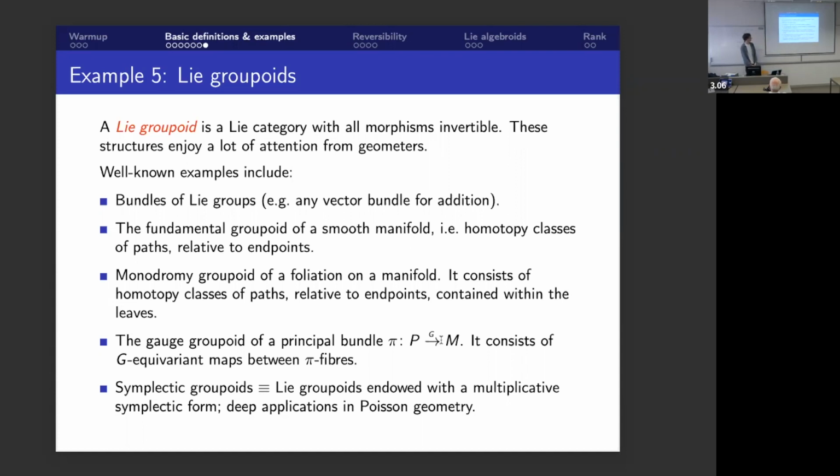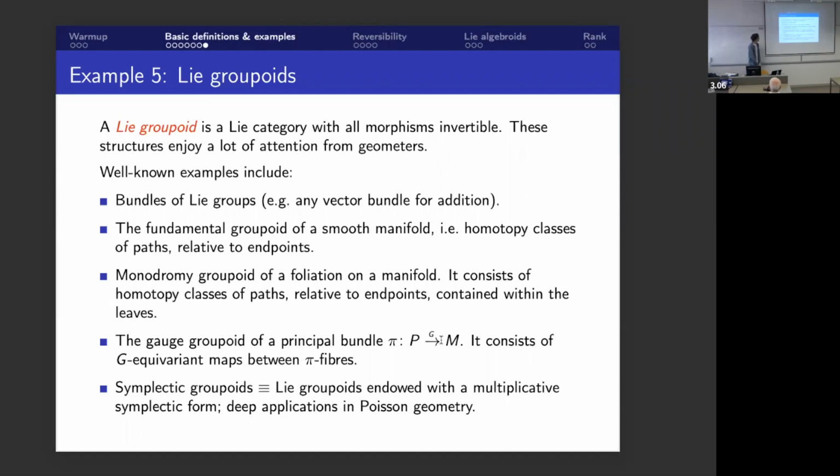The next example would be the example of a fundamental groupoid of a smooth manifold. So these are just homotopy classes of paths relative to endpoints, right? And how do we invert? We just go in the opposite direction, right?